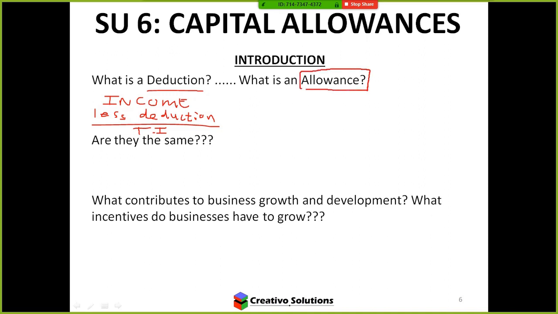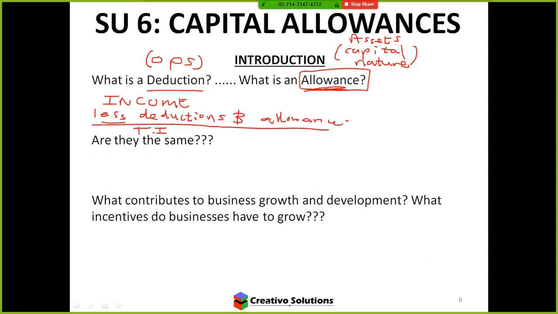What is an allowance? Do you remember? The deduction relates to operations; the allowance relates to what type of expenditure? Capital. There we go, capital assets, capital in nature. Items that are capital in nature, which are generally assets. So any assets would have an allowance potentially, not always, but potentially. It's basically the same thing. SARS says you can less deductions and allowances, and that's what we're looking at here.